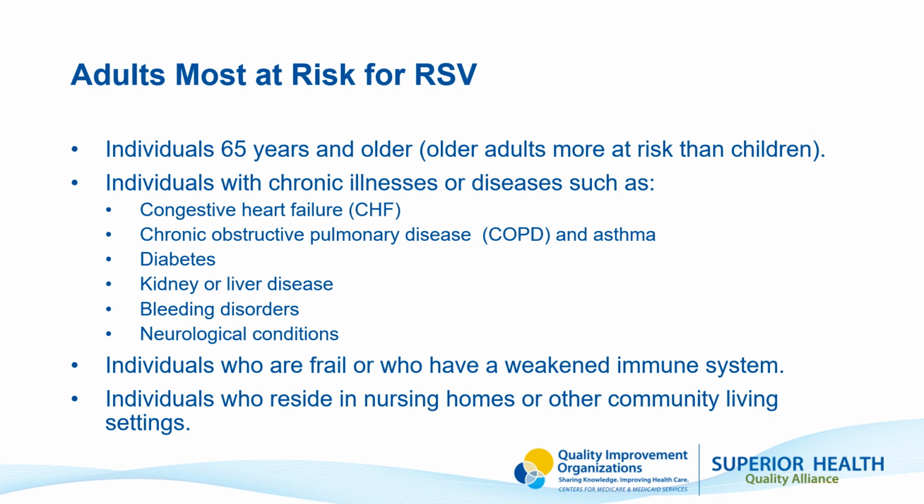RSV occurs most commonly in those 65 years and older. Older adults are more at risk than children for contracting this virus. Individuals most at risk for becoming infected with RSV are those with chronic illnesses or diseases such as congestive heart failure, or CHF, chronic obstructive pulmonary disease, or COPD, and asthma, diabetes, kidney or liver disease, bleeding disorders, and neurological conditions. RSV may cause these chronic conditions to become worse.